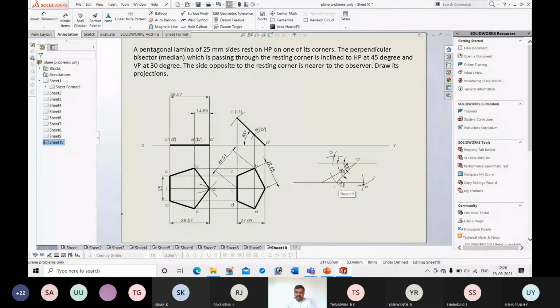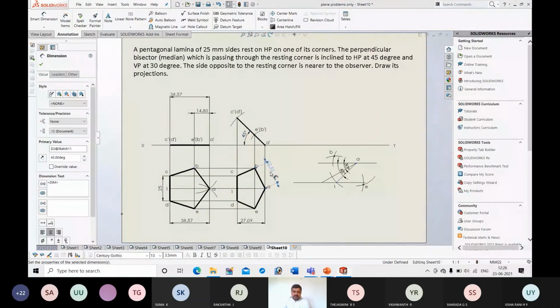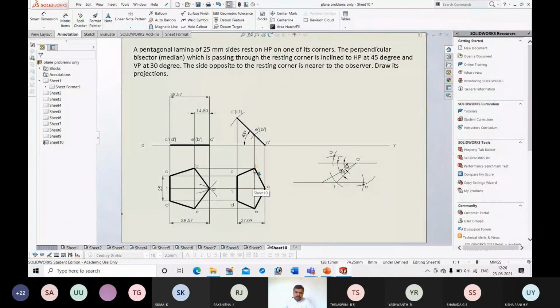A1 is already on the beta line. Next, I got B and E. Now I should get points C and D. Now I will consider the radial distance between B to C.